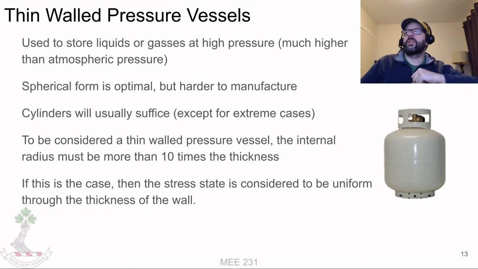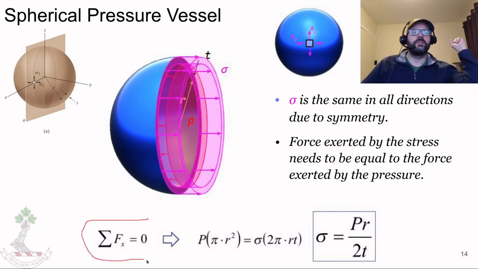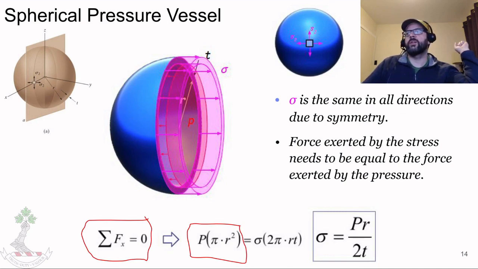So if we have a spherical pressure vessel and we take a slice through it, then we know that the forces need to balance out. We've got the internal pressure, and that internal pressure is acting on an area equal to the area at the internal cross section. So pi times r squared, where r is the internal radius.